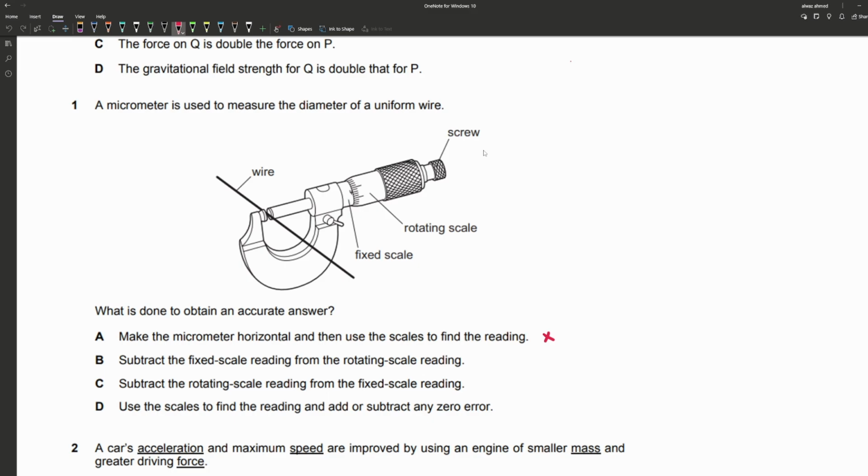We know that this is not true because we actually need to add both of those readings, so this is also incorrect. C, subtract the rotating scale reading from the fixed scale reading. This is also incorrect. And D, use the scales to find the reading and add or subtract any zero error. And this one is correct because, yes, of course, we'll use the scale to find the reading, and then we need to add or subtract any zero error to get an accurate answer. So D is going to be the correct answer.